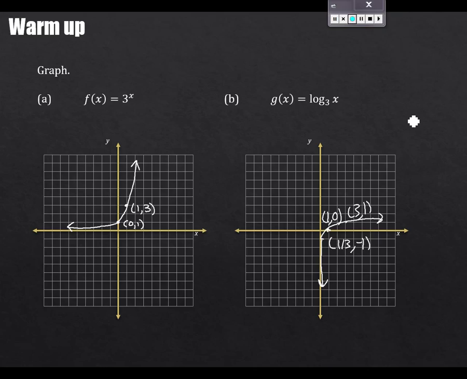Sometimes we like to draw the asymptote as a dashed line and label it. Over here, it has equation x equals 0. If we were to draw these on the same grid, since they're inverses, they would obey the inverse reflection principle. When you do the inverse reflection over the line y equals x, the x-axis maps to the y-axis, so the asymptotes exchange places as well.